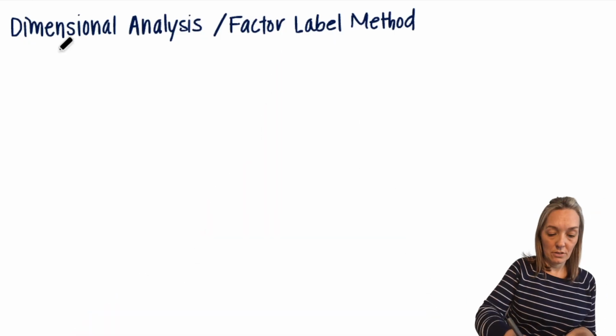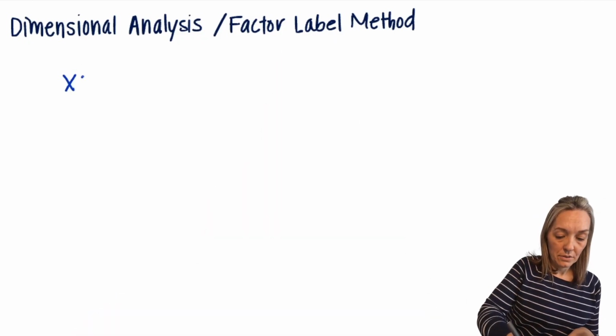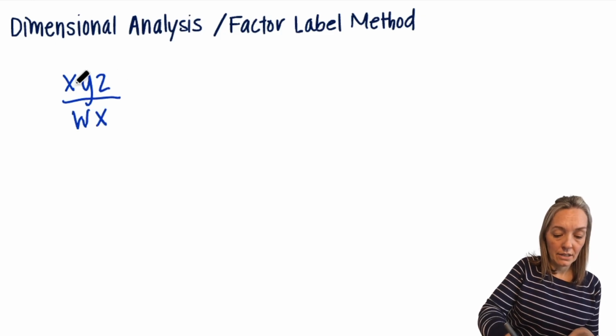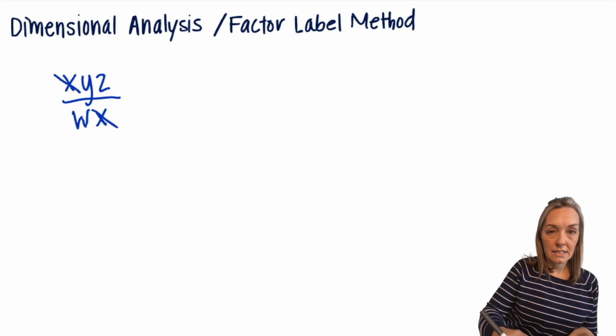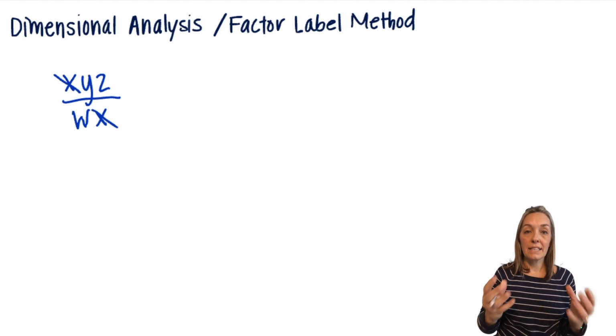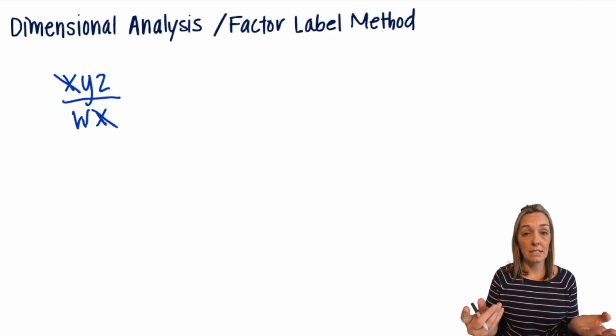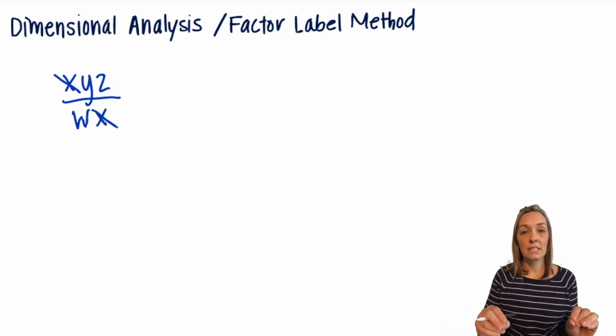The first thing is algebra. We have to realize that if something is in the numerator and something is in the denominator, it will cancel out. It doesn't matter if that something is a variable, if that something is a number, or if that something is a unit. So that's the first key to this.